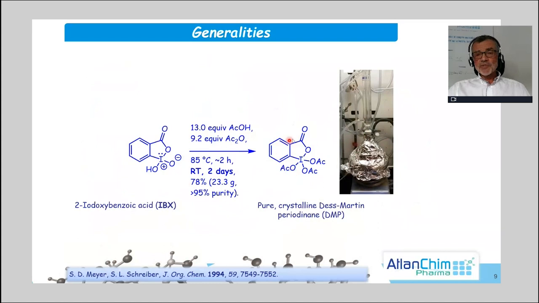The Dess-Martin reagent obtained is crystalline and completely soluble in dichloromethane and especially in deuterated chloroform, which is an excellent sign concerning the quality of this reagent. In fact, the reagent contains only a small amount of acetic acid.